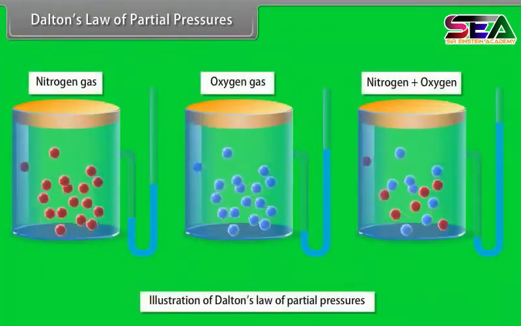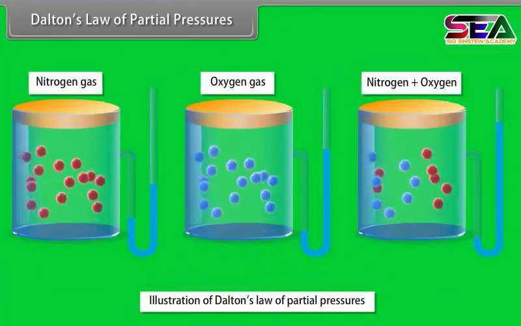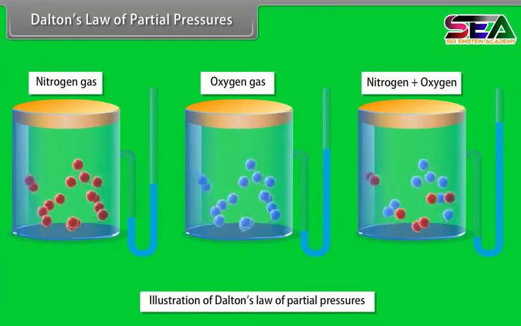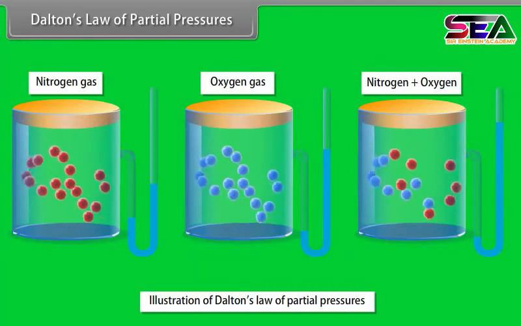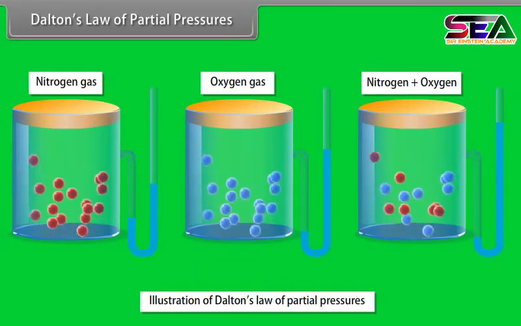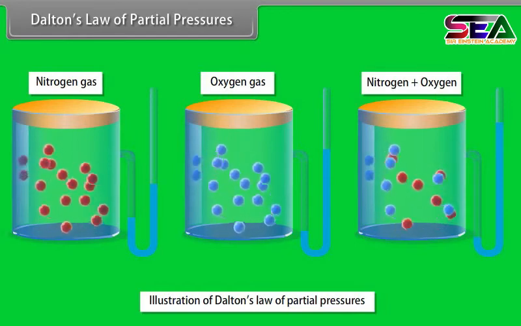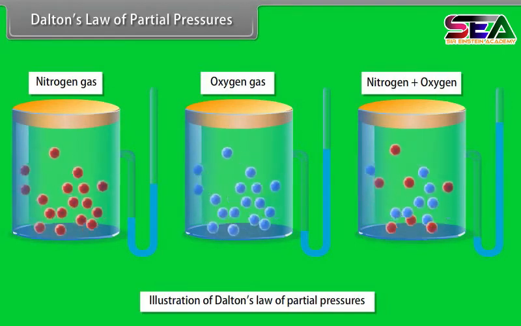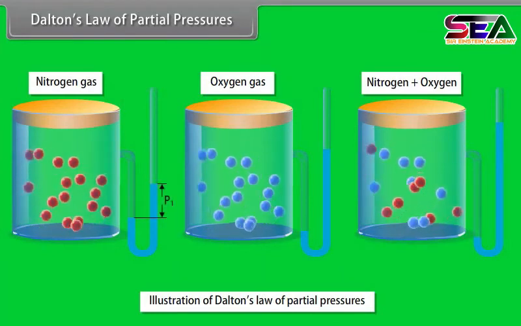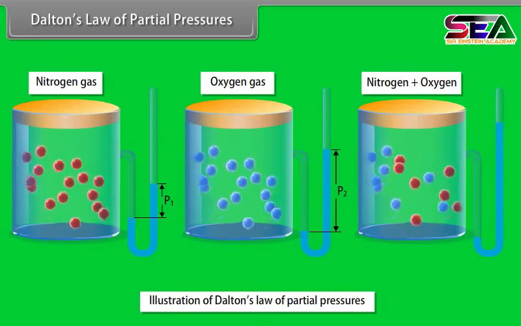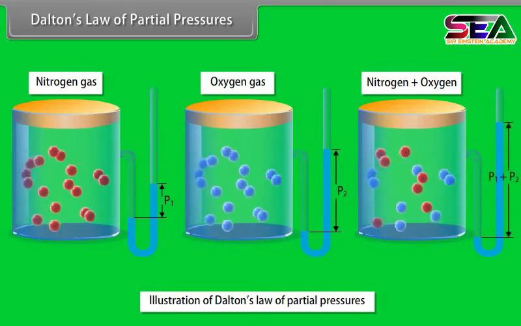Suppose we have three containers of capacity 1 liter each, one containing X mole of nitrogen, the other Y mole of oxygen, and the third having a mixture of X moles of nitrogen and Y moles of oxygen. All the three containers are kept at the same temperature. Now, if the manometer attached to the first container shows a pressure P1 and that attached to the second container shows a pressure P2, then the pressure in the third container is P1 plus P2.